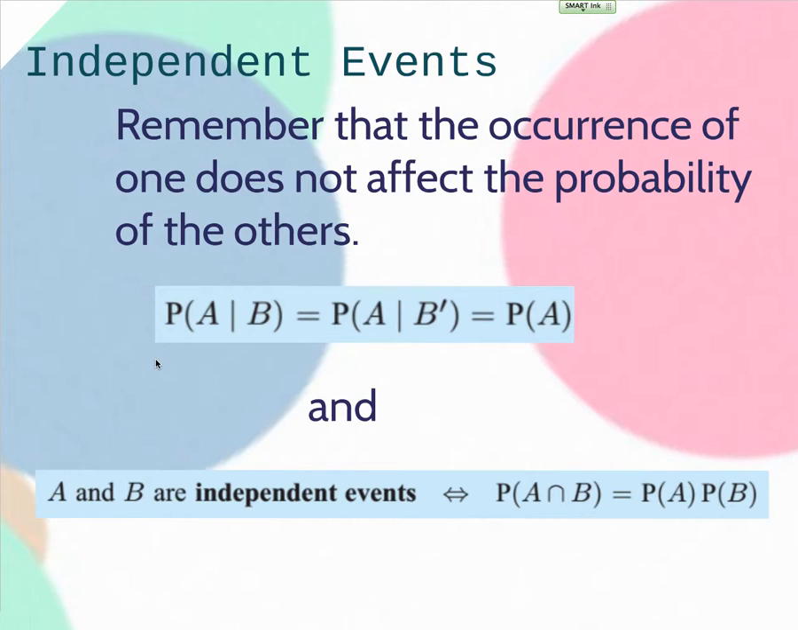The bottom one is our most important formula for today, and it states that A and B are independent events, and this double arrow here means if and only if, the probability of the intersection of A and B is equal to the product of the probability of A and the probability of B. So if they're independent, then that is true. If this is true, then they are independent.